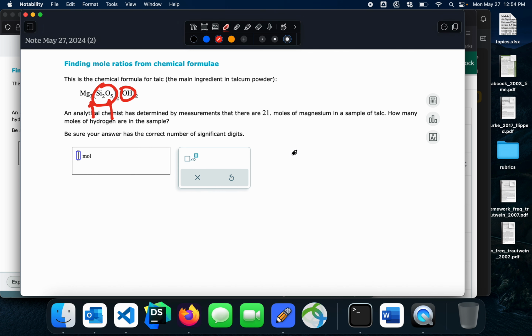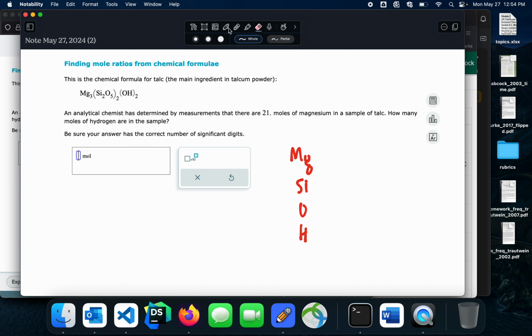So what I'm going to do is come over here and make a list: magnesium, silicon, oxygen, and hydrogen. And then I'll do ratios later. I'm going to go the long way first, I admit that. All right, so let me get rid of some of this over here.